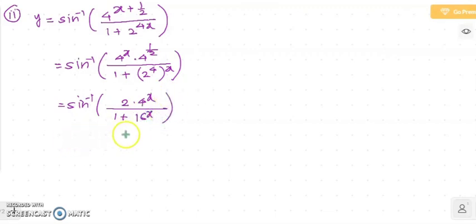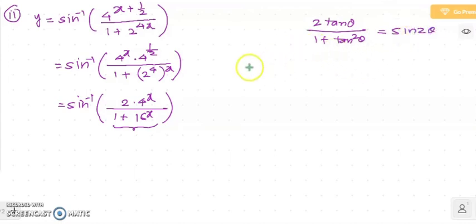Now do you imagine some formula looking like this? The quantity inside the bracket: 2 tan theta upon 1 plus tan square theta is sine 2 theta. You remember that. Now if you compare these two expressions, you feel that 4 raised to x is going to be tan theta. And if 4 raised to x is tan theta, then this should be tan square theta.